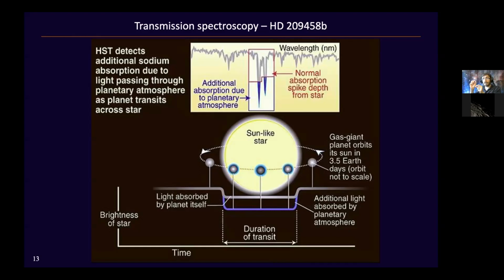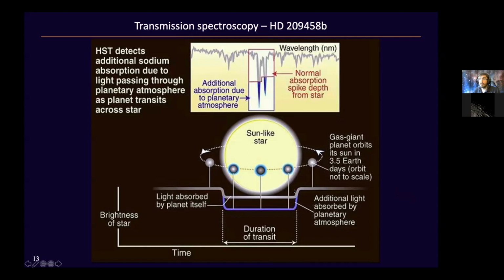And when it does, it produces a dip in the spectrum that you get from the star, because it blocks some of the light from the star. Not a lot. You've got to be able to measure tiny changes of order of a percent or so in the spectrum, but that's very doable now.